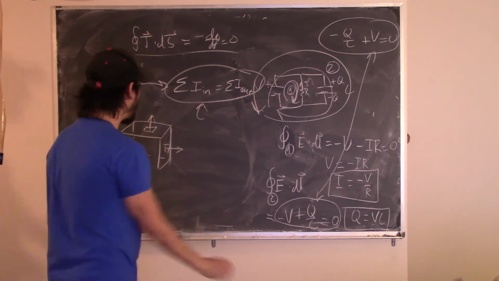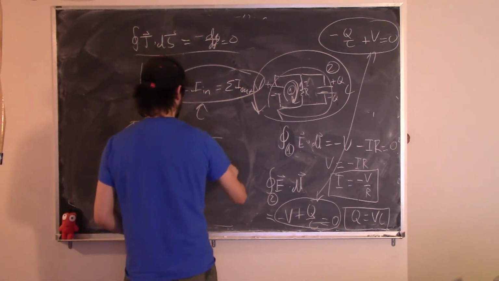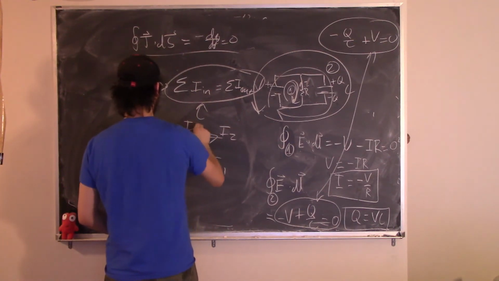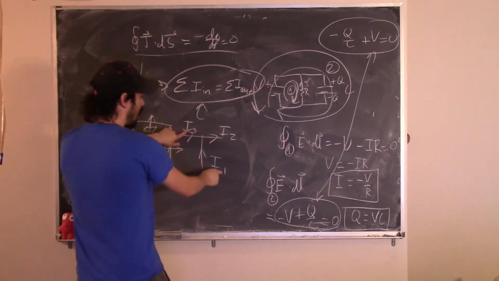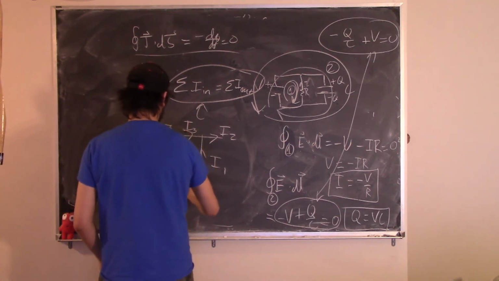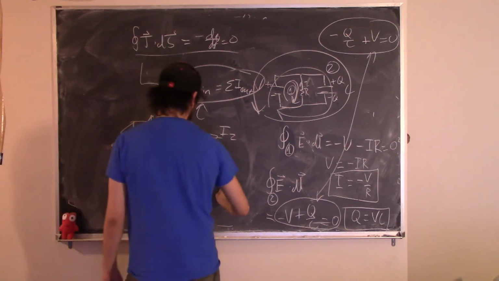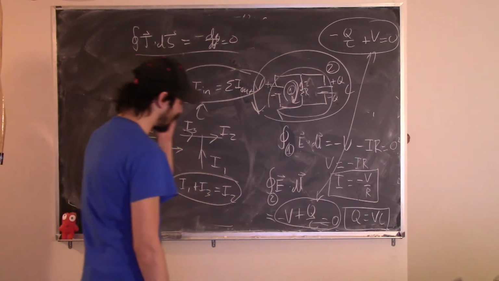So if I have some junction, and I can make this up as however I want, call this I1, call this I2, call this I3. What's going into the junction? I3 and I1 are going into the junction. So this is I1 plus I3. What's going out of the junction? I2. So this is just equal to I2. It ultimately gets at the same thing.